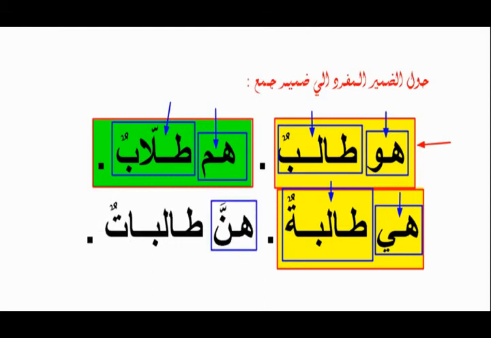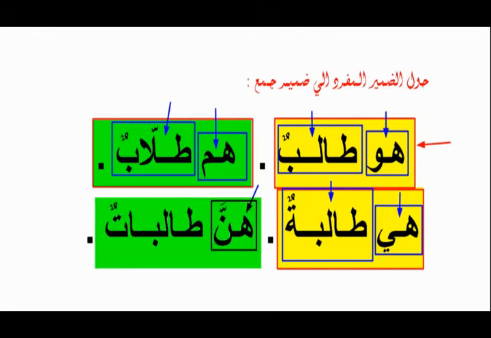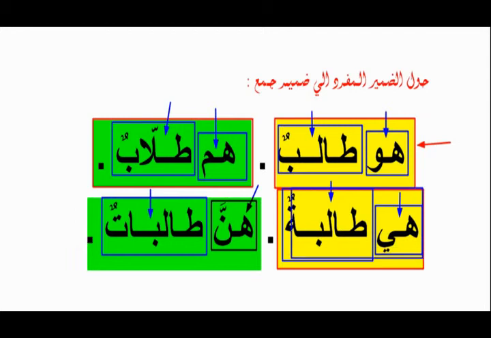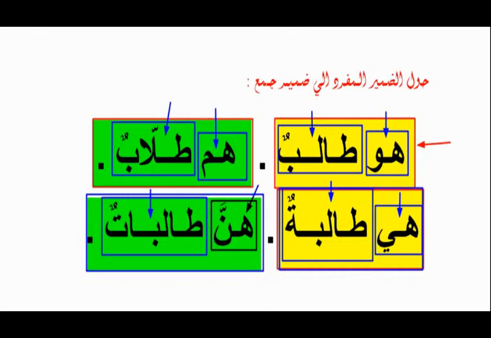Hiya, which is mufrad, singular, becomes hunna. But we also have to deal with the talibatun, which is clearly singular. So if we want this to be proper, it would be hunna talibatun. So hiya would refer to just one student, but hunna is referring to 3 or more, not 2, but 3 or more. In English, 2 is plural, and we'll talk more about that later. Okay.